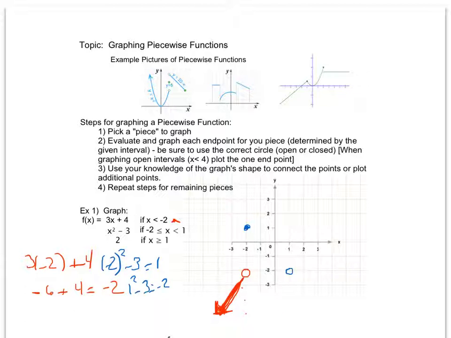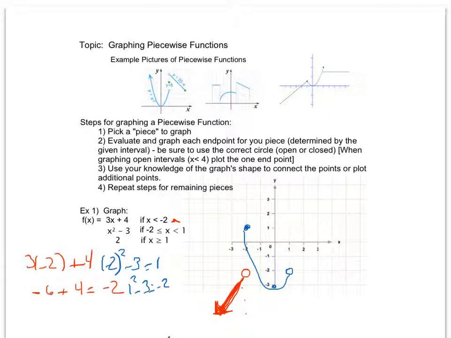And then I could plot some more points, but I can see that this is a parabola because of the x squared, and it has been shifted down 3 units because of the -3 outside of the function. So I know that I'm going to have a vertex at -3. Then I connect those in the form of a parabola. Apologize, that's not a very good parabola.